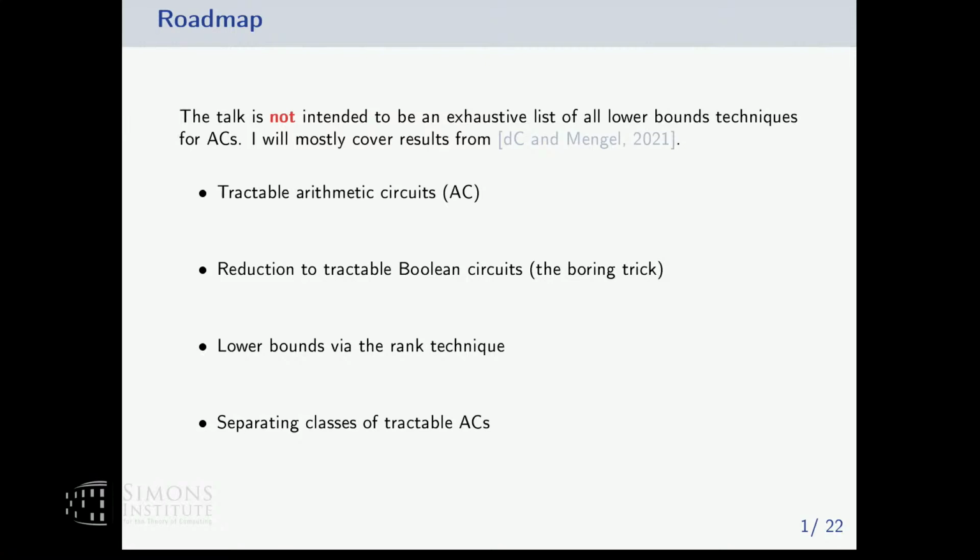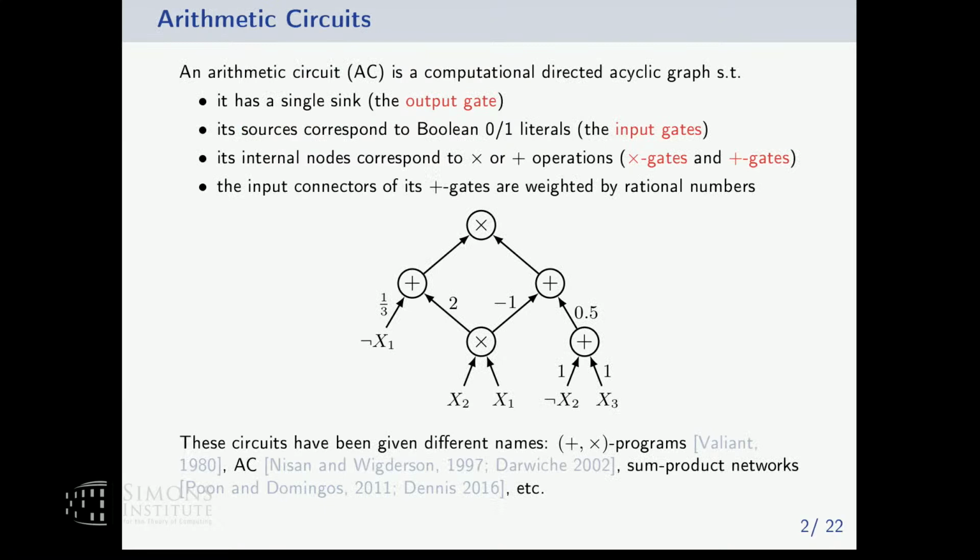So the first step is obviously to describe what I mean by arithmetic circuits and more precisely what I mean by tractable arithmetic circuits. So that we are all clear about what we are talking about, the arithmetic circuits first. We'll see the tractable ones after. So an arithmetic circuit for me is just a computational graph that looks like this, right? So you've got a single output gate.